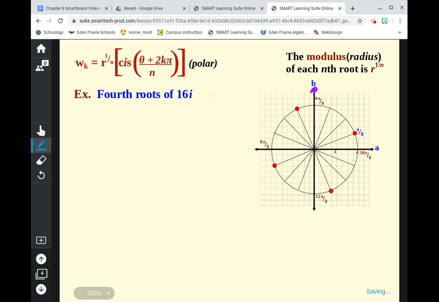So fourth root, I'm going to start with home plate. Home plate is 2 pi over n. In this case, 2 pi over 4. Then I want to find W sub 0. So to find W sub 0, I first need r and I need theta. Okay, no problem. Let's find r.